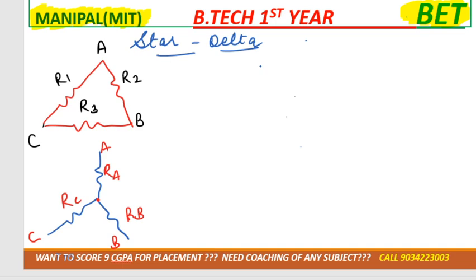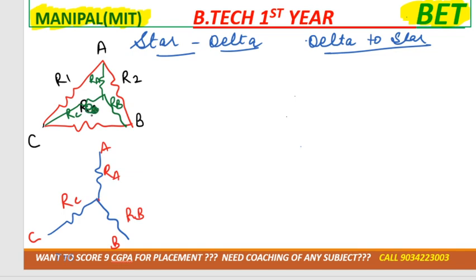After that you can learn the formulas, like how can we convert delta to star. Okay, for an easy way I am merging this star and delta. Suppose this is RA, this is RB, and this is RC. So if we want to convert from delta to star, now tell me which values we need: RA, RB, RC, or R1, R2, R3?